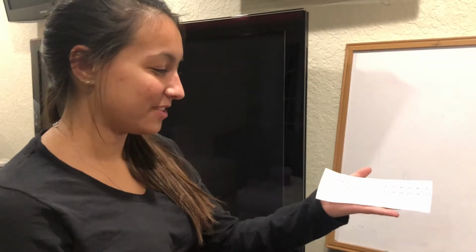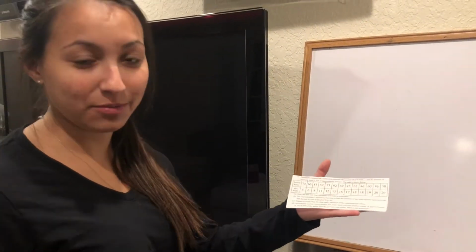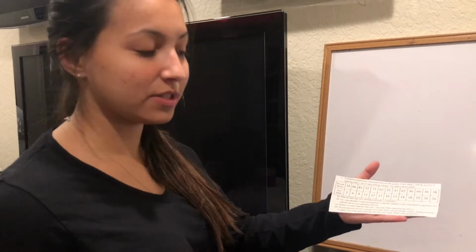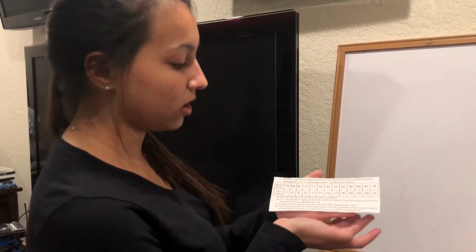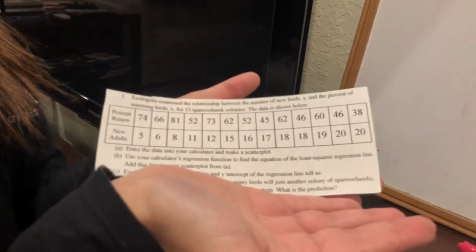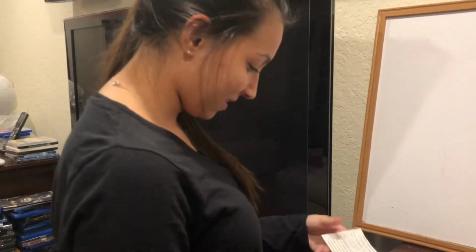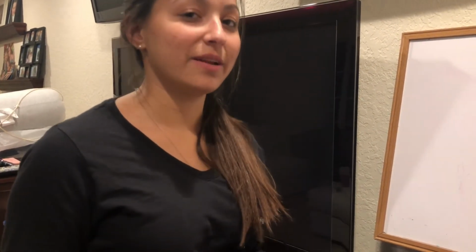Now, for examples. Our first example. An ecologist examined the relationship between the number of new birds, y, and the percent of returning birds, x, for 13 sparrowhawk colonies. The data is shown below. Now, part A says, enter the data into your calculator and make a scatter plot.